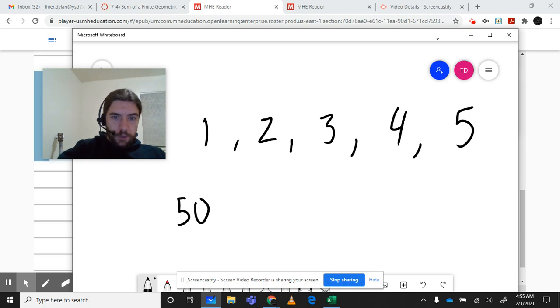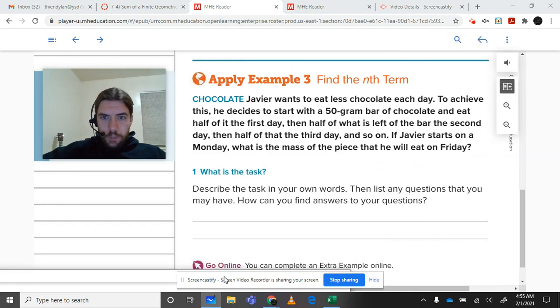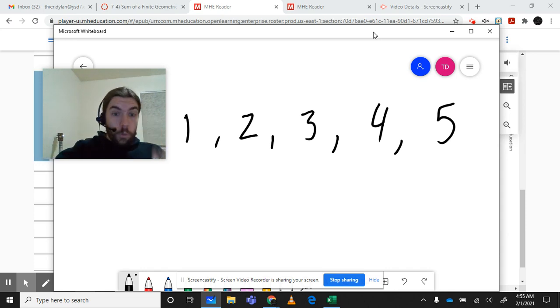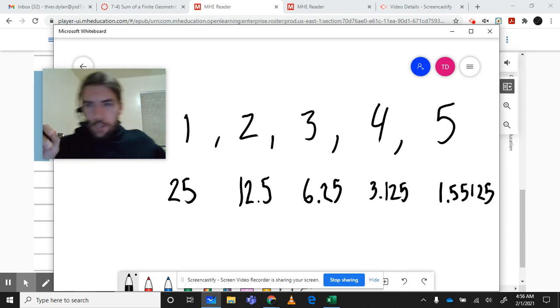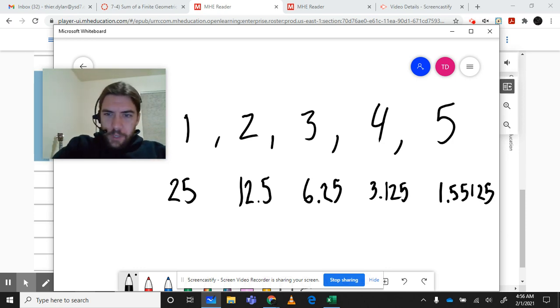We're not starting with 50. We have a 50-gram chocolate bar. We're eating half of that the first day, so we're starting with 25. We're eating half of that the next day, half of that the day after, half of that the day after that, and half of that the day after that. That might be a little bit off. I'm trying to do that in my head. I think that one's not correct.